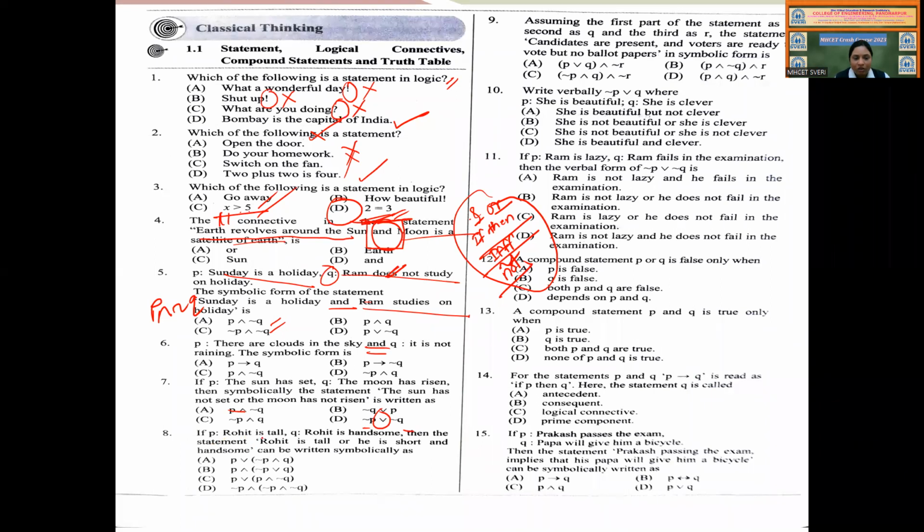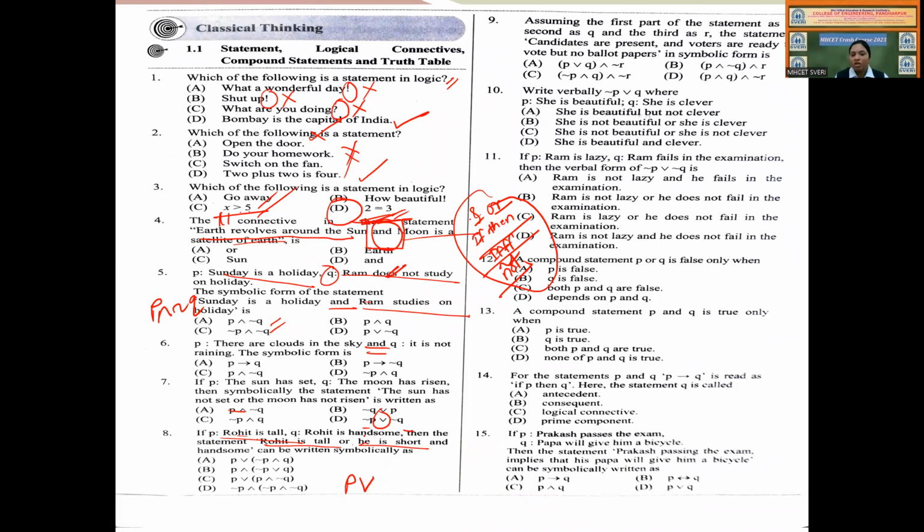Next, if P is the statement Rohit is tall, and second, Rohit is handsome, then the statement "Rohit is tall or he is short and handsome" can be written. Where is short? Short is missing here, no? Okay, let's think. Rohit is tall is P. Or how can we write or? Or Rohit is short. But short is missing.